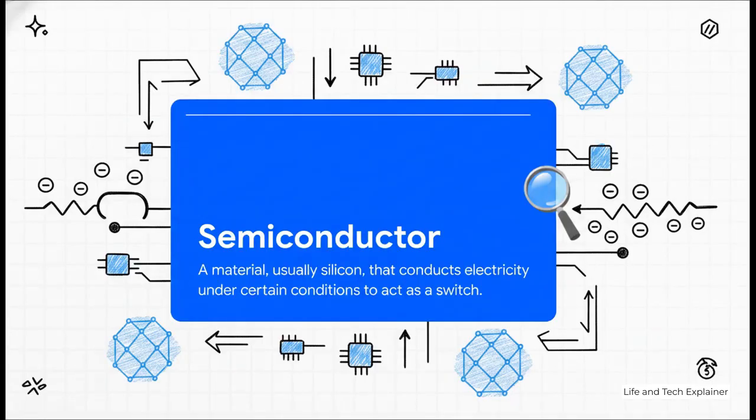So what actually is this magic material? Well, a semiconductor is exactly what it sounds like. It's a material, usually silicon, that sits right smack in the middle of conducting electricity and blocking it. Under certain conditions, it lets current flow right through. Under others, it stops it cold. And that dual nature, that's the whole ballgame. Because it can do both, it acts as a perfect, highly controllable switch. And that simple switching capability is the absolute foundation of all modern computing.